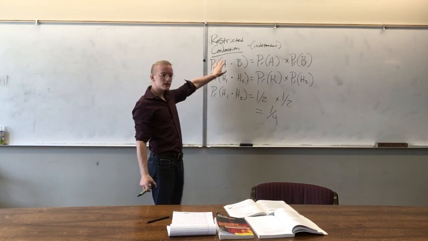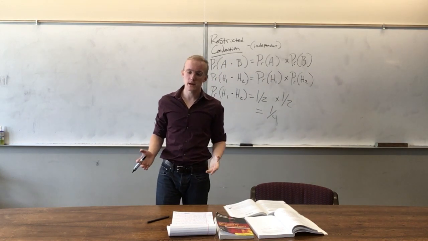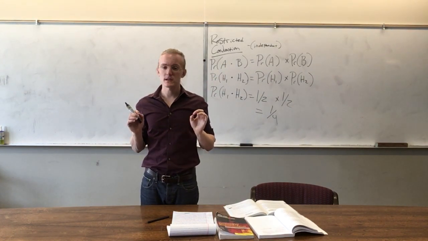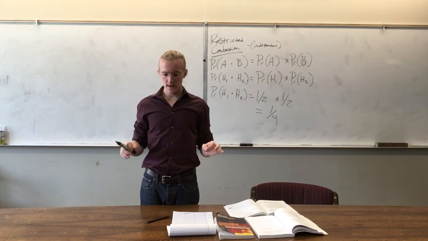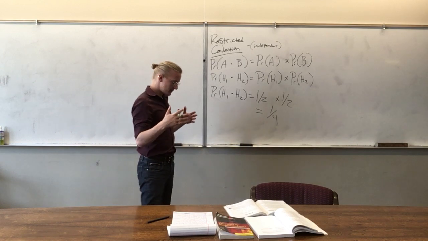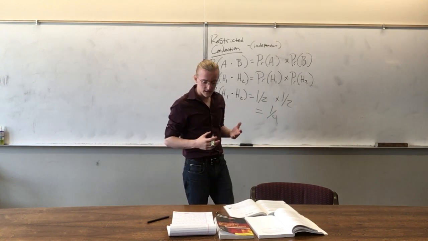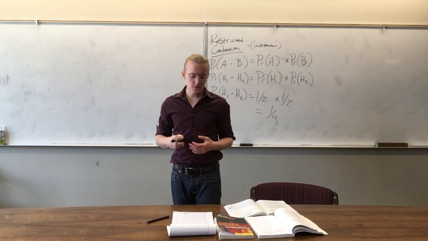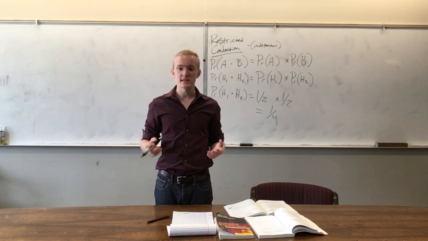So the restricted conjunction rule is for when events are independent. What if we want to find out the probability of events that are dependent, that are not independent, but conjoined? So for instance, if I asked, what is the probability of drawing 2 jacks from a deck of cards?